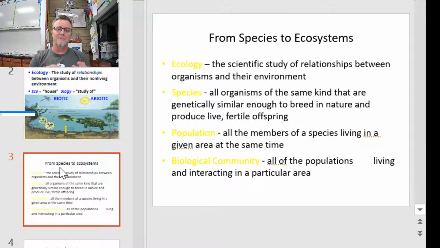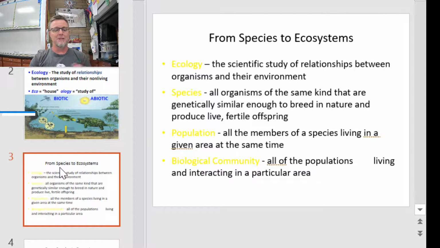So in an ecosystem, there are some tiers or levels of organization that I want you to be familiar with. The first tier, or the bottom tier, if we go from small to big, is a species. Species are all the organisms of the same kind that are genetically similar enough to breed in nature and produce fertile offspring. If the organisms will not breed in nature and produce fertile offspring, they're not considered a species. If the offspring produced are sterile, or if the only way you can get these individuals to breed is to force them in captivity or through artificial insemination, then they're not considered the same species. They would be different species.